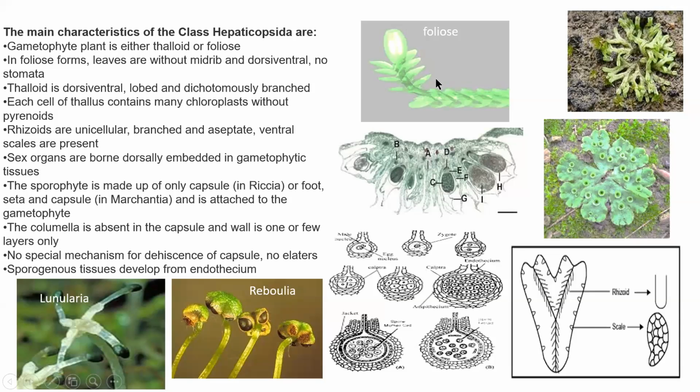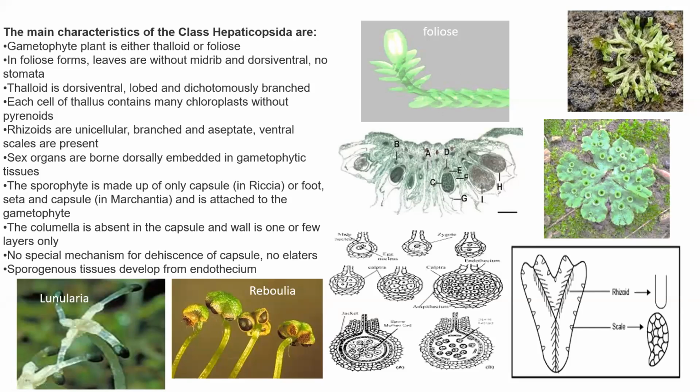In the foliose type of vegetative structure, it is leaf-like but without a midrib. So the leaf doesn't have a stalk or a midrib. So you just mention them to be foliose structure. They are dorsiventral. The thalloid forms are also dorsiventral, and the foliose forms are also dorsiventral.